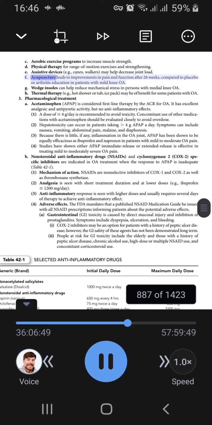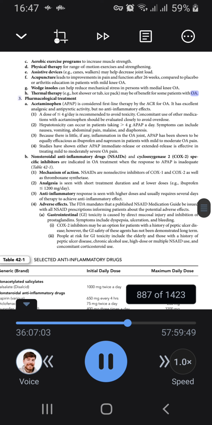F. Acupuncture leads to improvements in pain and function after 26 weeks, compared to placebo or arthritis education, in patients with mild knee OA. G. Wedge insoles can help reduce mechanical stress in persons with medial knee OA. H. Thermal therapy, for example, hot shower or tub, ice pack, may be of benefit for some patients with OA.